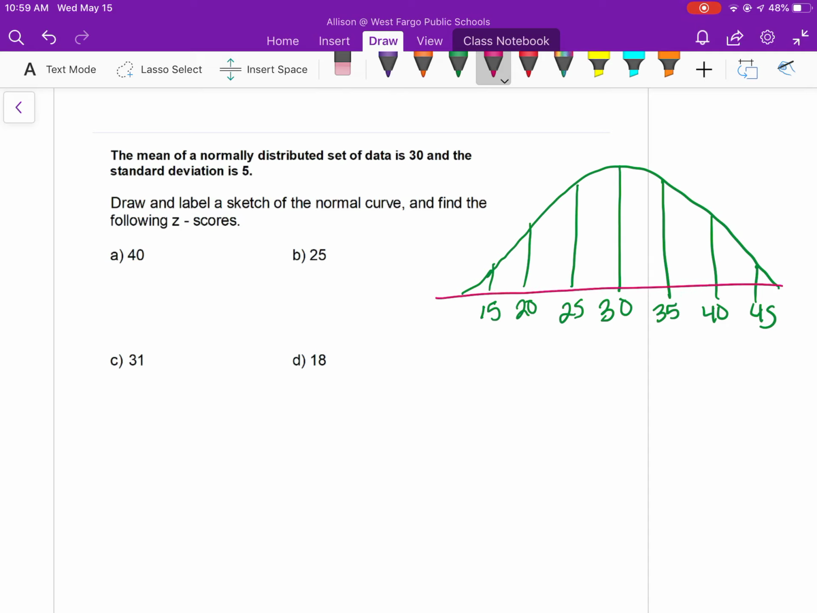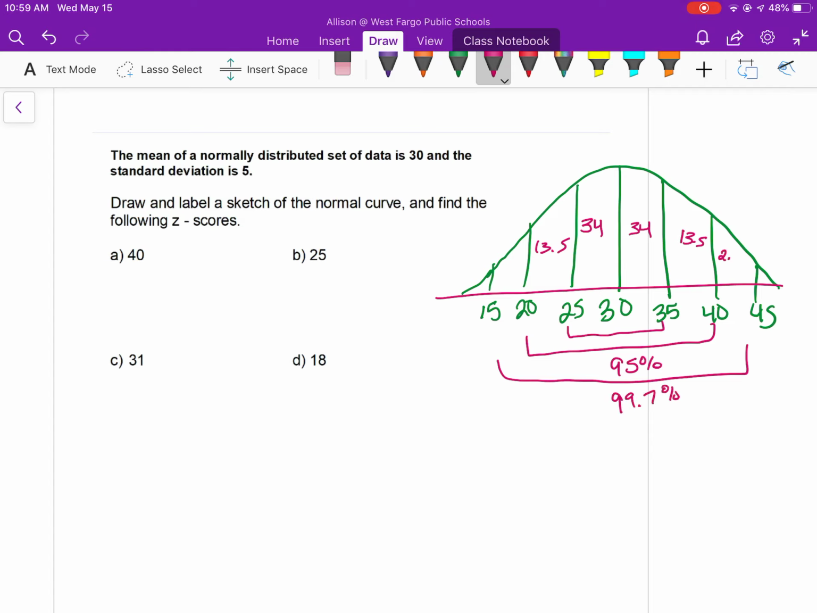So there's my normal curve. Now remember that 68% of the data lies between the first two, so this would be 34% between there. We got 13.5% because 95% of the data lies between two standard deviations. And then 99.7% lies within 3, so that gives me 2.35 here, 2.35 here. And we got 0.15 on the edges for that 0.3% that's left over there. So that gives me an idea of the z-scores here, or the distribution.